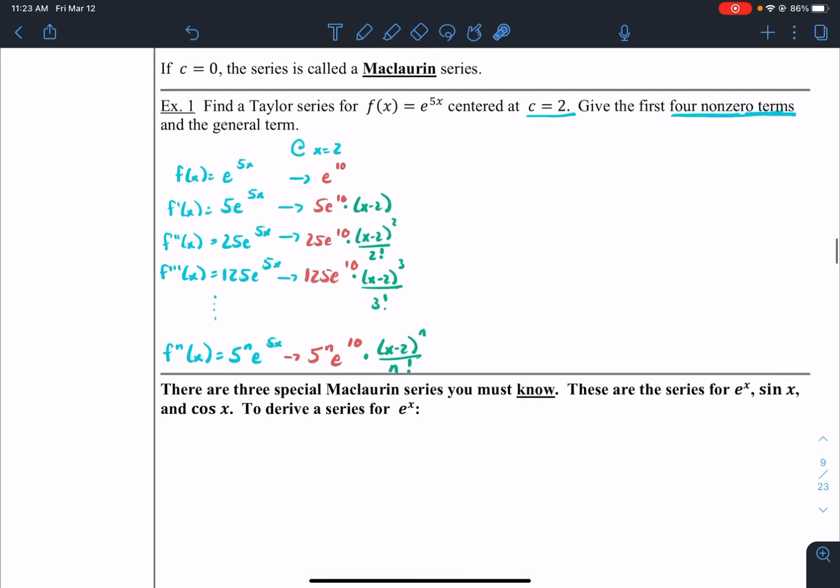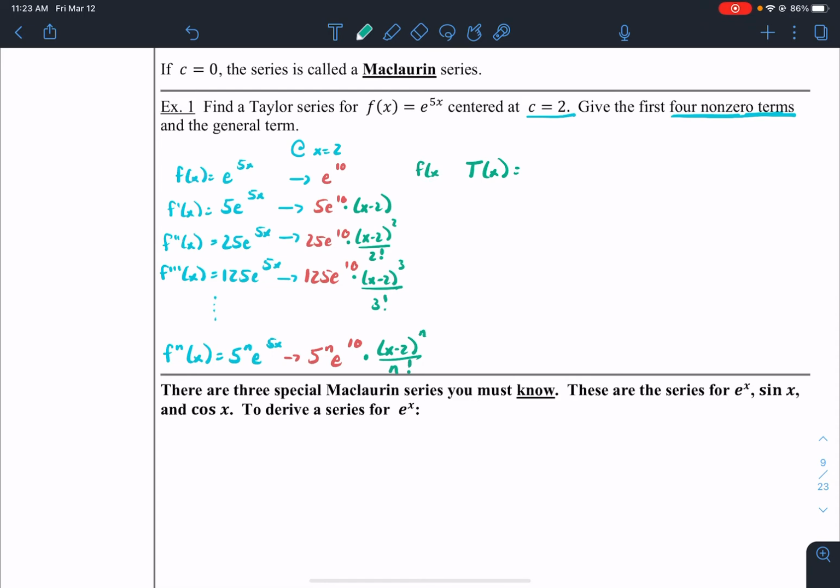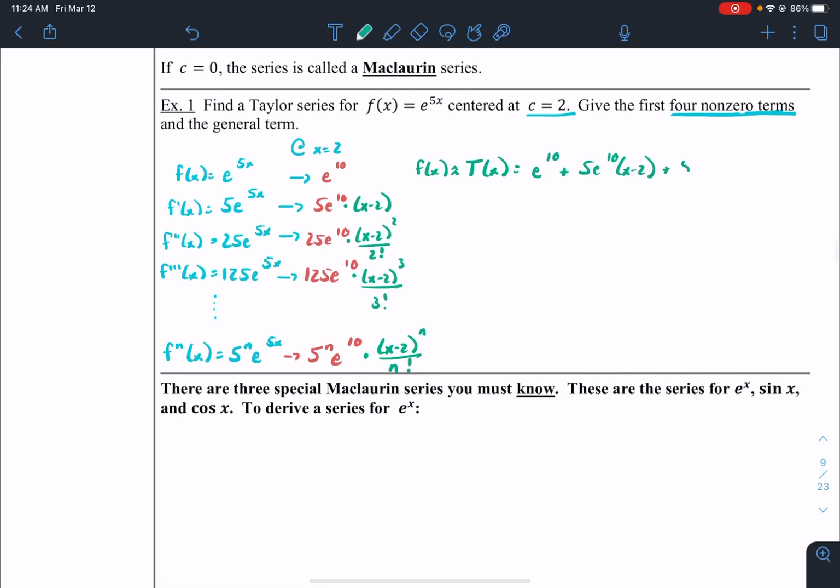So this is a pretty common prompt to ask for a certain number of non-zero terms and then the general term. So we're going to set this up. I'm going to call it t of x because it is the Taylor series. I can approximate f of x this way, right? So I can set it up that way. But sometimes it's nice, same way we did with polynomials, we used a p. I could use a p as well, but because I'm going to keep going to that nth term, sometimes we use a t. And we're going to set it up as e to the 10th plus 5e to the 10th times x minus 2. That's 2. I need my third non-zero term.